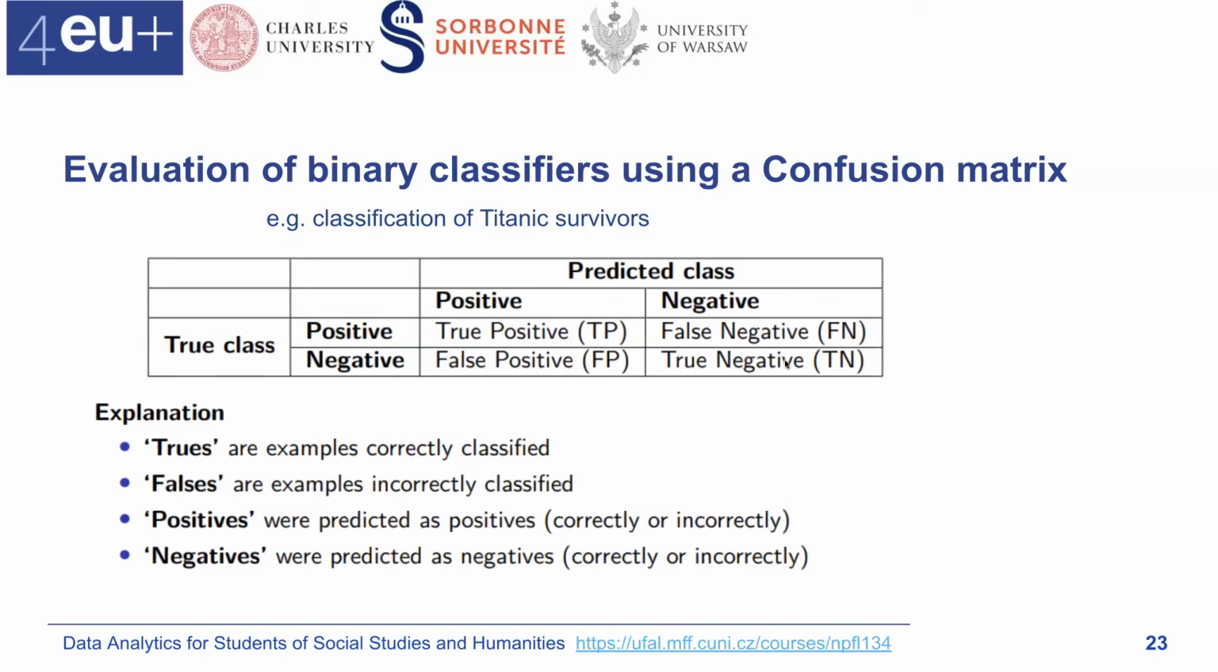So this is a confusion matrix for binary classification. Right? So the trues are examples correctly classified. That's what we read here on the diagonal. And off the diagonal, we read the number of errors that the classifier made.